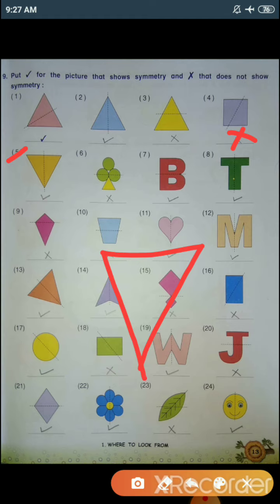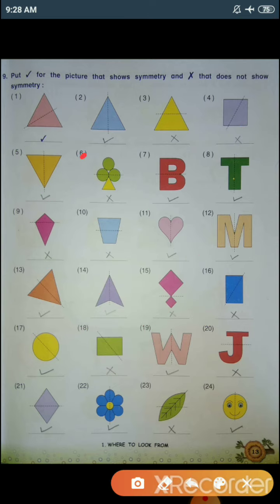One downward triangle is given and the line distributes this shape into two equal sides. This one is side number 1 and this one is side number 2. If we look carefully, side 1 is exactly same as side 2. So yes, this shape shows symmetry. So we'll just put one tick below the shape.